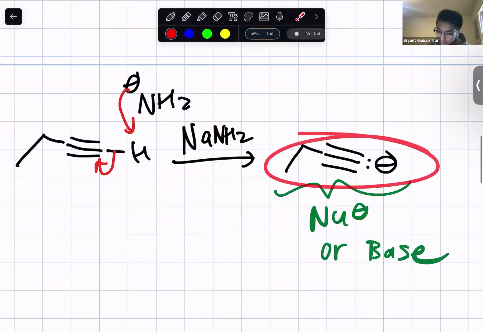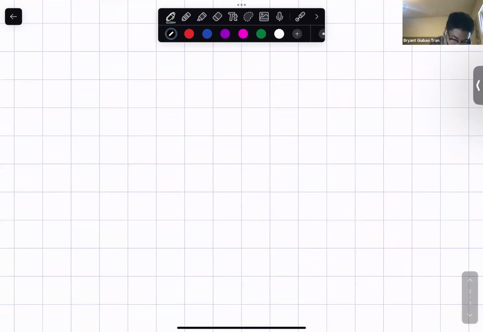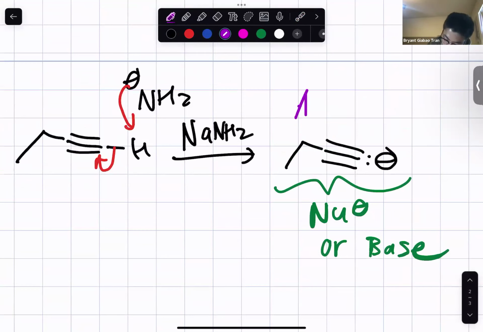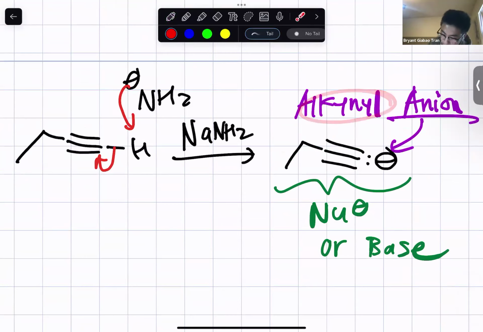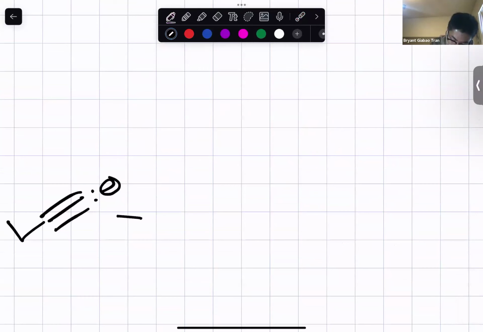This nucleophile here can do a lot of reactions. Let's say we have this alkyne anion here. This alkyne with the negative charge is called an alkynyl anion. Anion meaning that there's a negative charge. Alkynyl meaning that the negative charge is on an alkyne carbon. There are five different reactions that it could do.